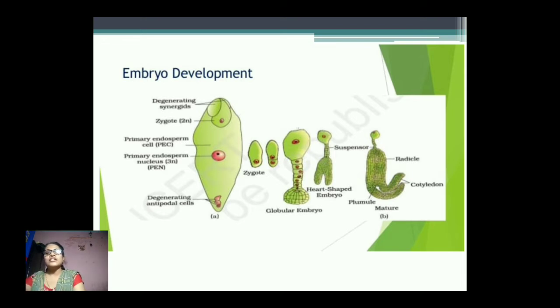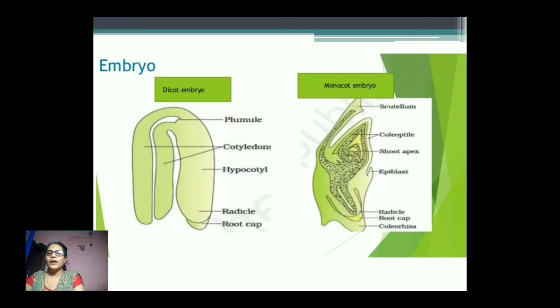The cotyledon is of two types. One is monocotyledon and another is known as dicotyledon. When the cotyledon is 2 in number, it is known as dicotyledon. When the cotyledon number is 1, it is known as monocotyledon plants.